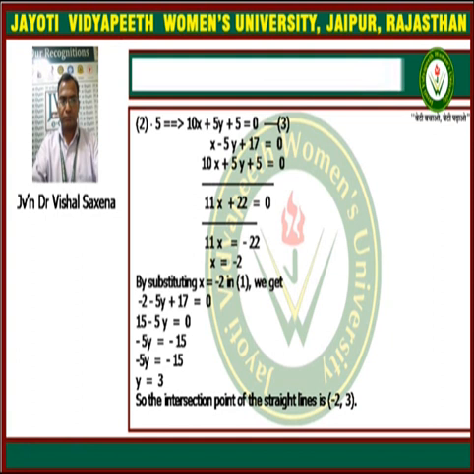Here, putting x equal to minus 2 in equation 1, we get minus 2 minus 5y plus 17 equal to 0, and y becomes 3. In this way the value of y is obtained, and the solution of the two equations is x equals minus 2 and y equals 3. So the solution is obtained, which is the objective of the question.